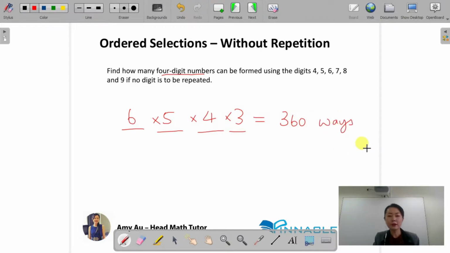Alright, so I hope that makes sense. Without repetition just means you don't have the same number of digits for every single spot. You just keep dropping them, as logic dictates. So let's take a look at another example.